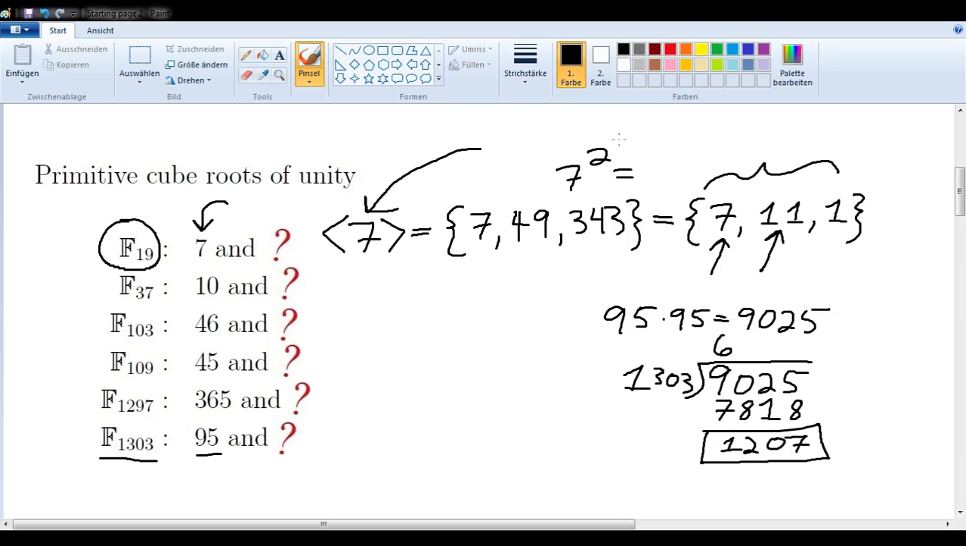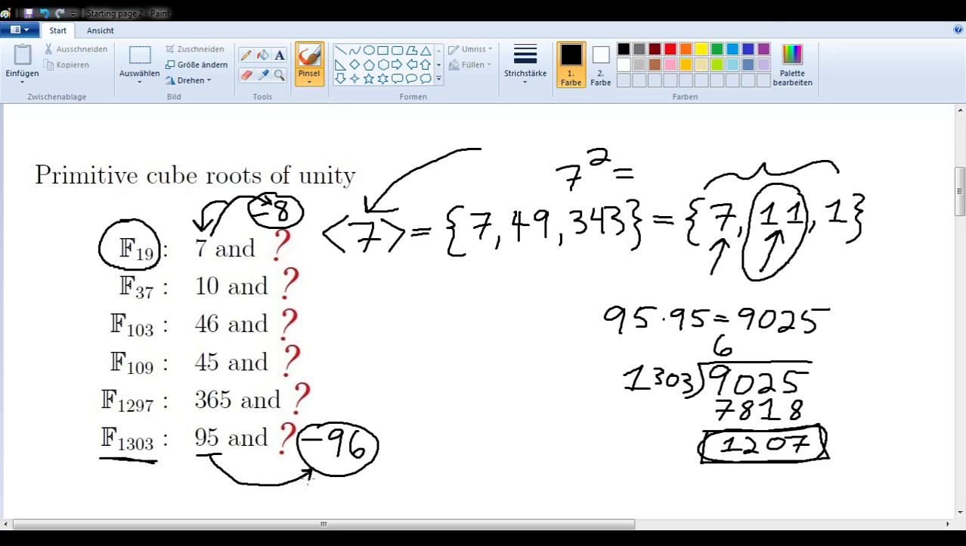Namely, if we write these second cube roots of unity that we found as negative numbers, a pattern emerges. So 11 in F19 is the same as negative 8. And 1207 in F1303 is also negative 96, right? These are the same things. So you see the pattern? 7 plus 1 is 8, and then flipped about 0 gives us negative 8. 95 plus 1 is 96, and then flipped about 0 is negative 96.